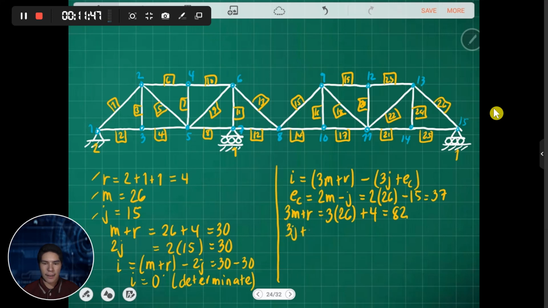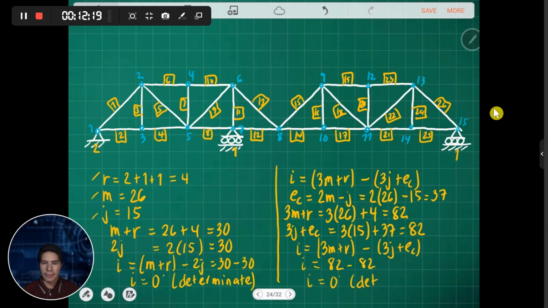3 joints plus EC. So we have 3 times the number of joints, which is 15, and EC is 37. Therefore, we have 3 times 15 plus 37, so we have 82. So the I is 3m plus r minus 3 joints plus EC. So we have 82 minus 82, so I is 0 degrees. So this is determinate.